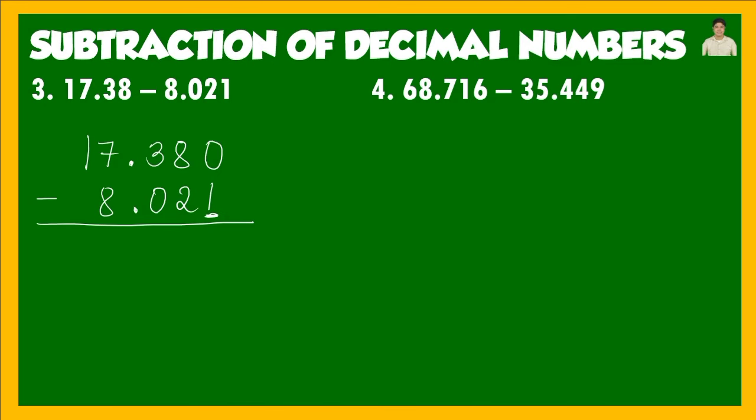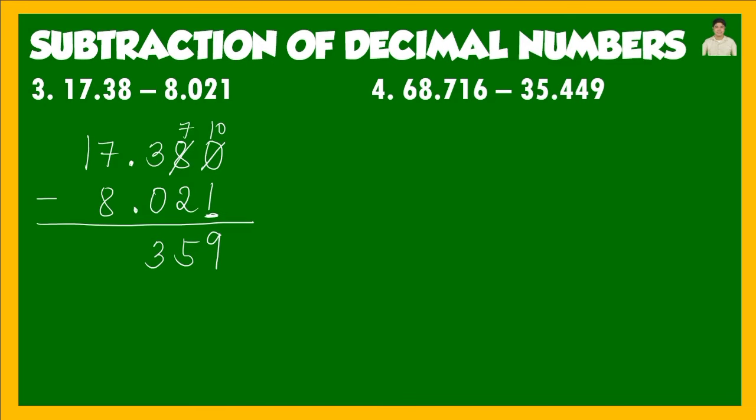0 minus 1 cannot be. So, ibig sabihin, manghihiram tayo dito sa 8. So, yung 8, magiging 7. And then yung 0, magiging 10. 10 minus 1, we have now 9. 7 minus 2, we have 5. 3 minus 0, we have 3.